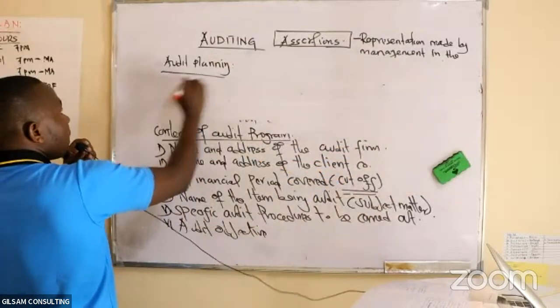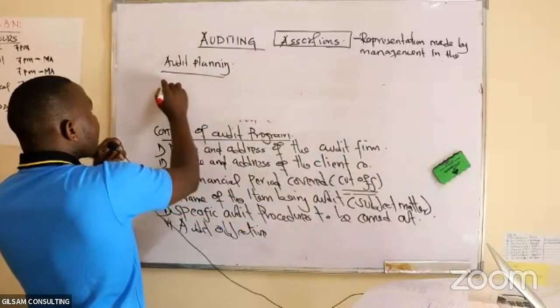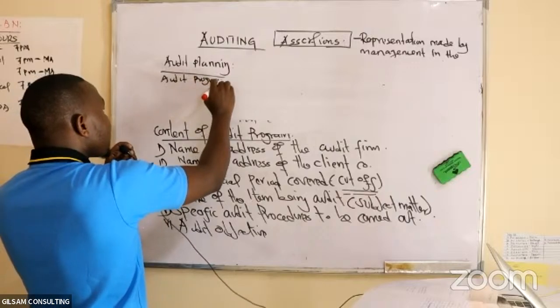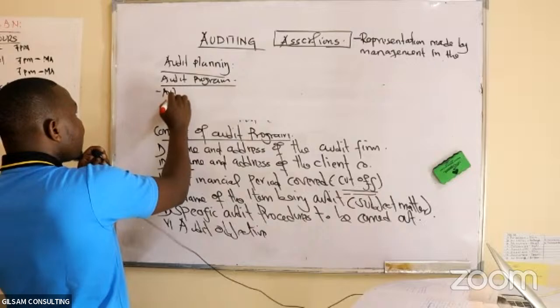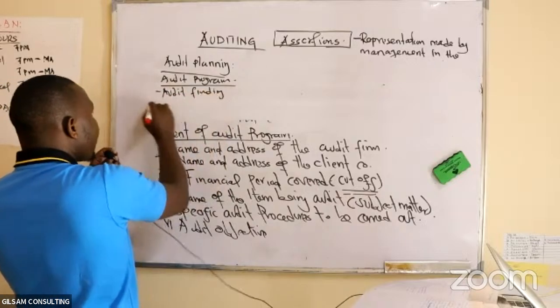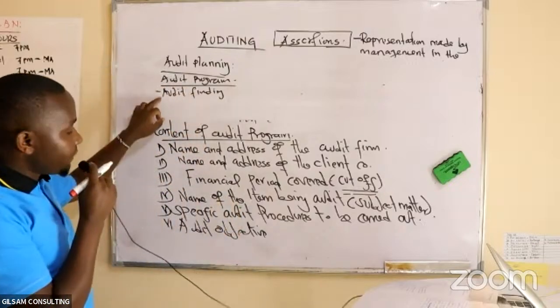We said, so we are on audit planning, but audit program. So we said that we need to find the audit finding. So make sure that you are numbering the audit finding.